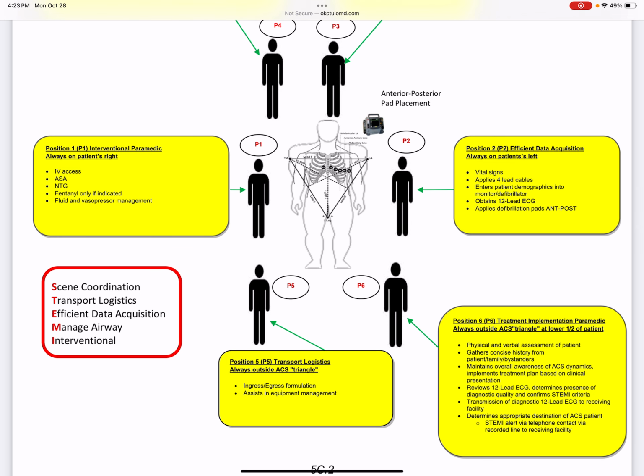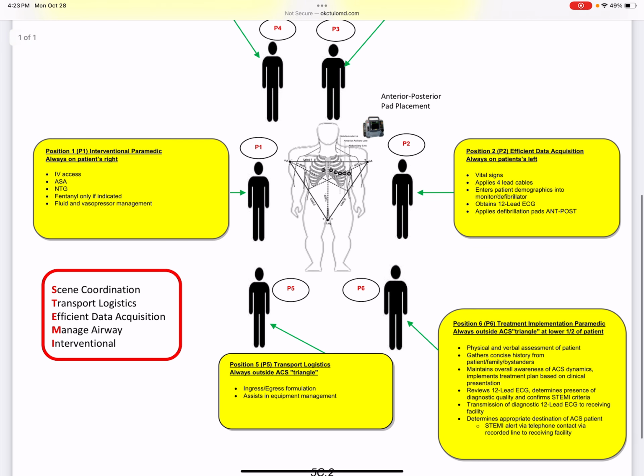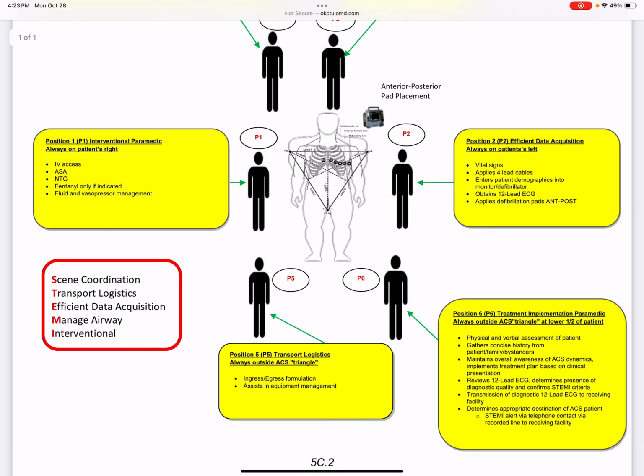P5 is going to be outside of the ACS triangle as well, along with P4, and their sole responsibility is egress and ingress. So they'll assist with equipment management and stuff like that, but they're going to make sure that you've got a way out for safety reasons, or if it's just a critical call where you have a way to get out quickly and get that patient transported.